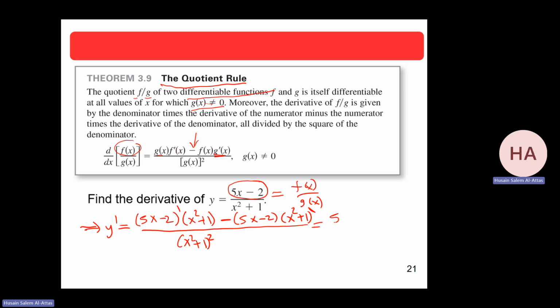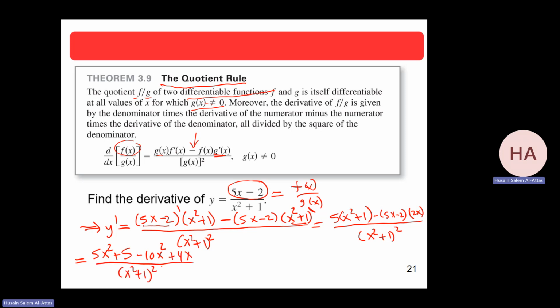That will be 5 times x squared plus 1, the derivative of this is 5 minus 0, so it's 5, minus 5x minus 2 times the derivative of the denominator, which is 2x, all over x squared plus 1, all squared. Now do the calculation more. So I have 5x squared plus 5. Now the product here, I have minus 10x squared. Minus times minus 2 is plus 2 times 2, so plus 4x, over x squared plus 1 all squared.